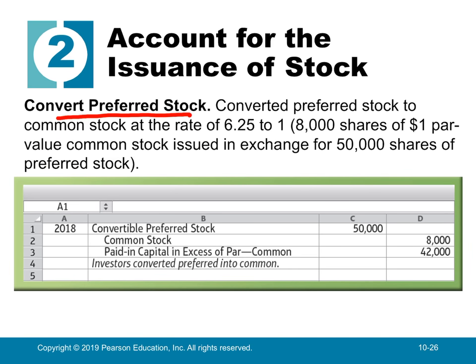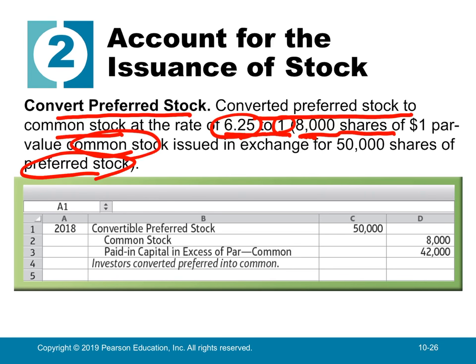What about converting preferred stock? So you'll probably have some sort of ratio or rate. In this case, this is converted preferred stock to common stock at a rate of 6.25 to 1 shares, right? So basically you're giving up 6.25 shares of preferred stock for 1 share of common stock. So if you have 50,000 shares of preferred stock, if you divide that by 6.25, you're gonna get 8,000, which is right over here.